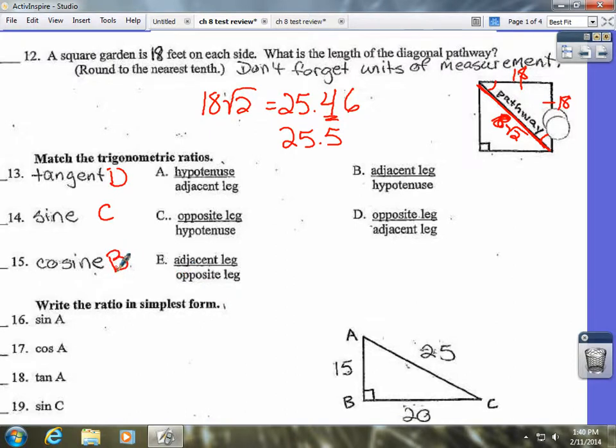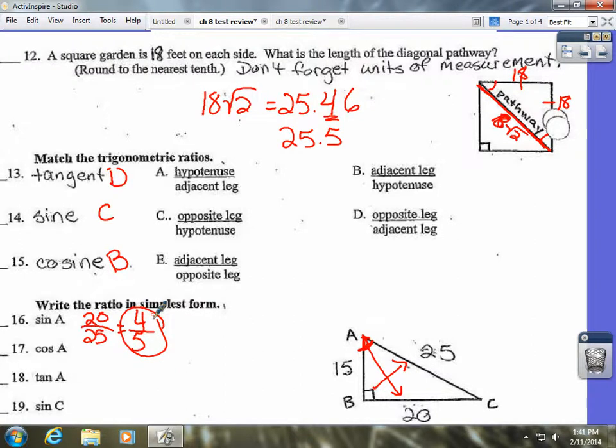Okay, and I'm going to do the first couple right here, 16, 17, and 18, because I'm talking about angle A here. I want the sine of A. The sine is the opposite, which is 20, over my hypotenuse, which is across from the right angle, which is 25. And I'm going to reduce that. I'm going to divide both of them by 5, and I'll end up getting 4 over 5. This is going to be my answer because it wants it in simplest form.